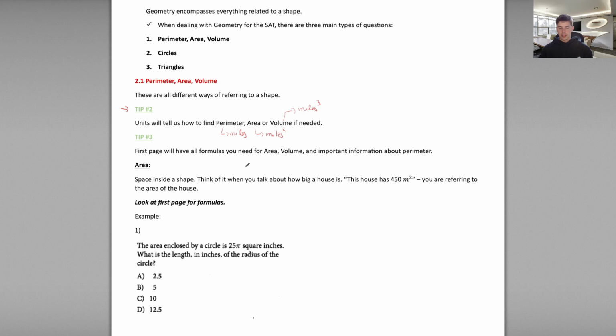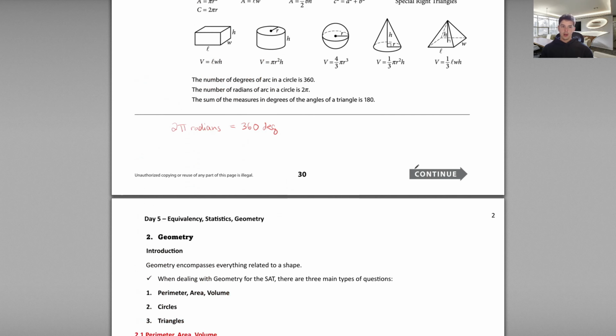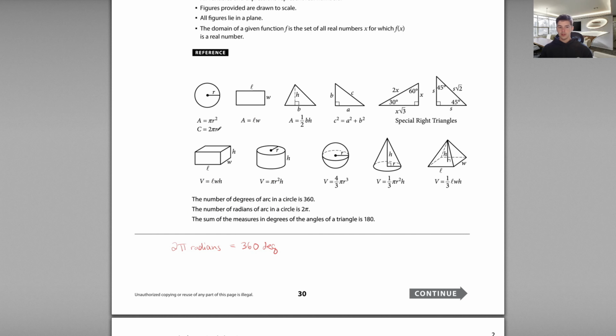Tip 3, like I just said, the first page will have all the formulas you need for area, volume, and important information about perimeter. And the perimeter of a circle, to be more exact, is 2 pi r, which is also called the circumference.